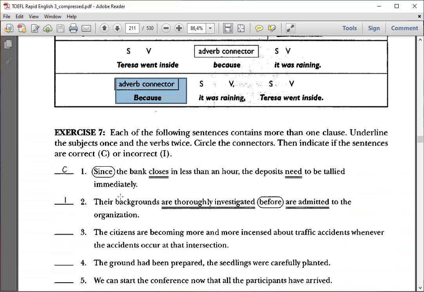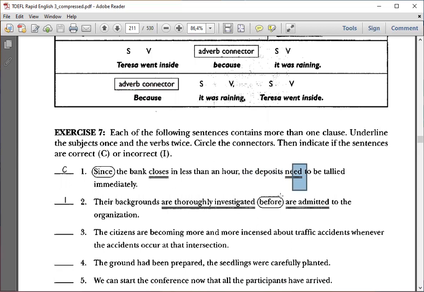Okay, let's go to the exercise this one. Yeah, exercise 1. You find connectors, circle the connectors. Remember, circle the connectors. Since the bank closed in less than an hour, the deposit needs to be paid immediately. Can you find the subject? Yes. Can you find the verb? Yes, I can. Can you find comma because of this is in front of? Yes, there is. Deposit subjects needs to be paid. So this one is correct.